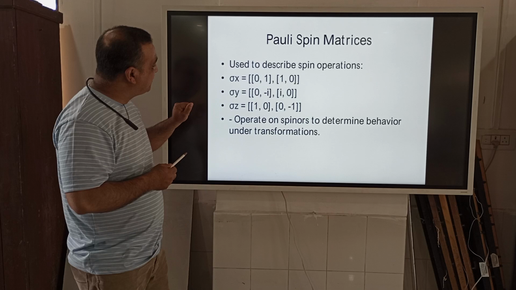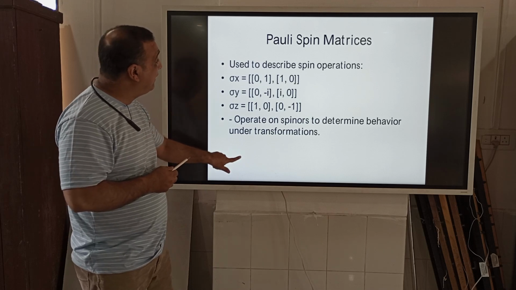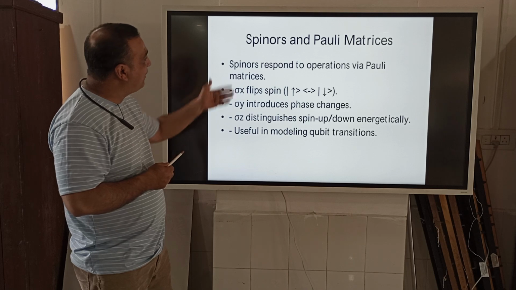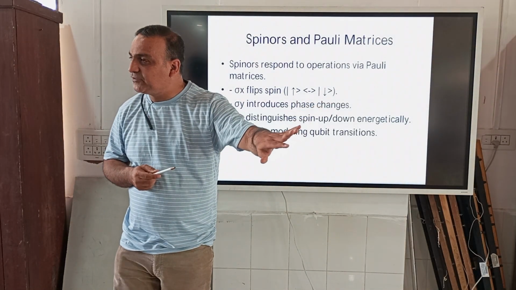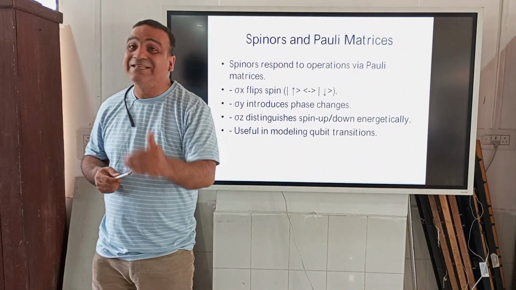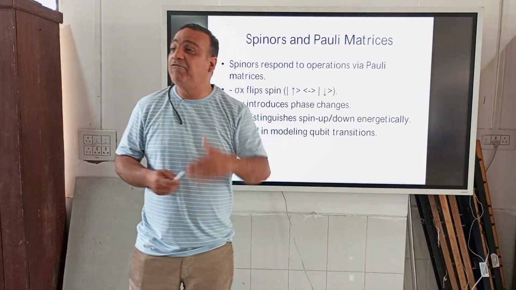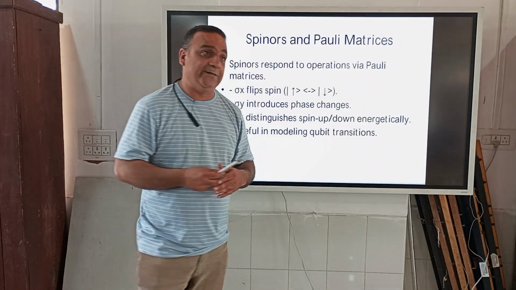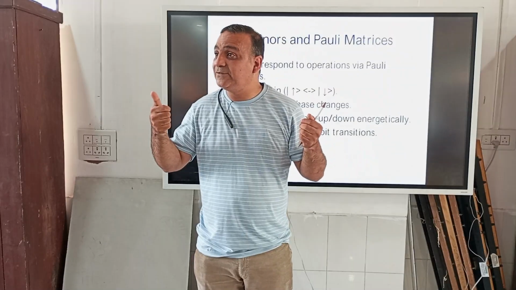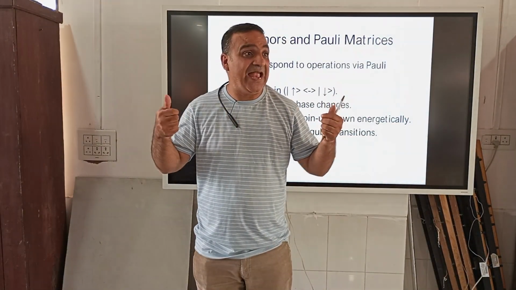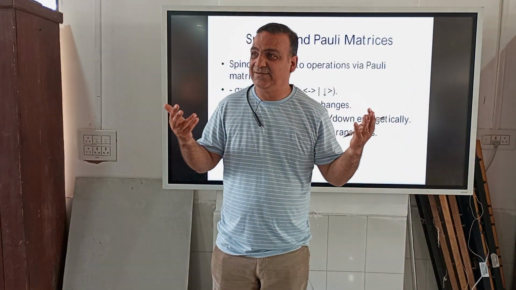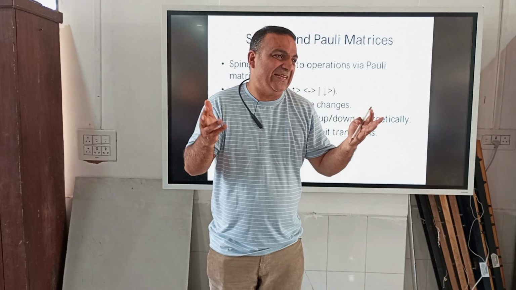So we have Pauli spin matrices, we'll be talking about them in detail, and there is a close relation between spinors and Pauli matrices. As I said, what the Pauli matrices do is they flip your spinors. You remember the classical computers? Gates, AND gate, OR gate.